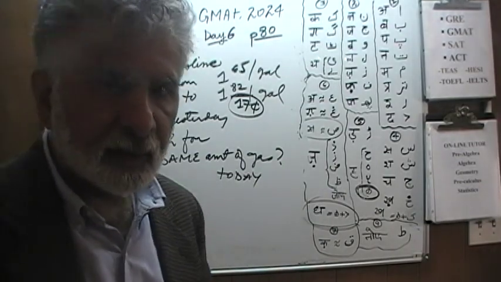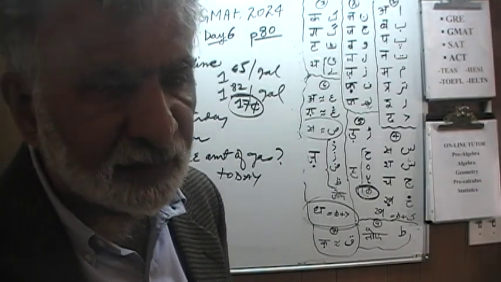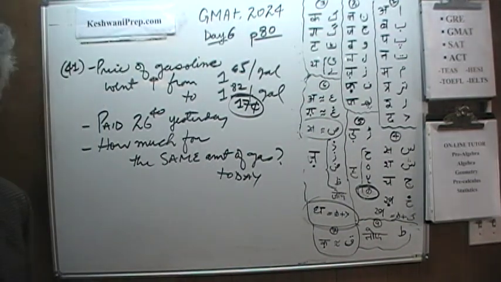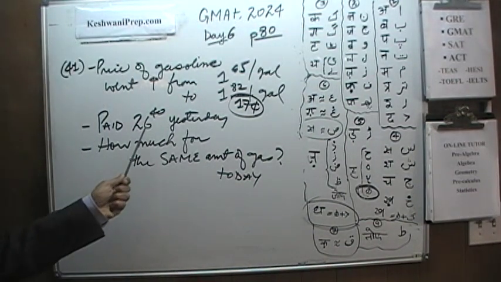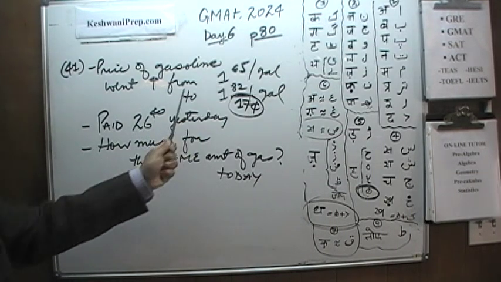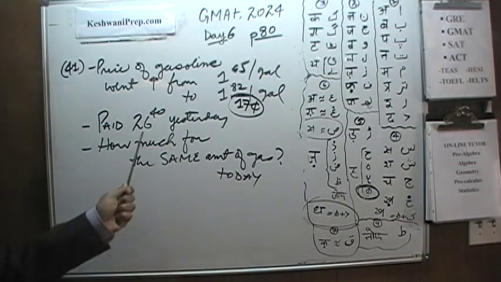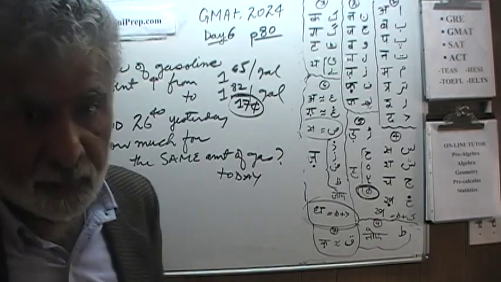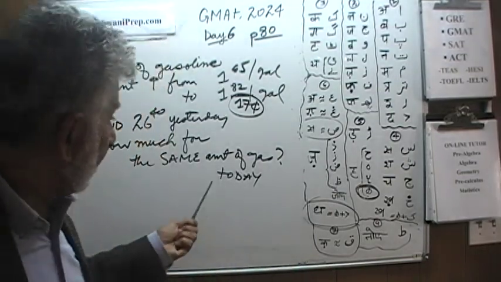The next thing we have to figure out is how much gasoline we bought yesterday. We know we paid $26.40, but how many gallons was that? In order to figure that out, we have to take the amount that we paid yesterday, $26.40, and divide by yesterday's price. That's where the nasty calculation is going to come in. Once we know how many gallons of gasoline we bought yesterday, we know we are going to pay 17 cents more per gallon. We can figure that out.